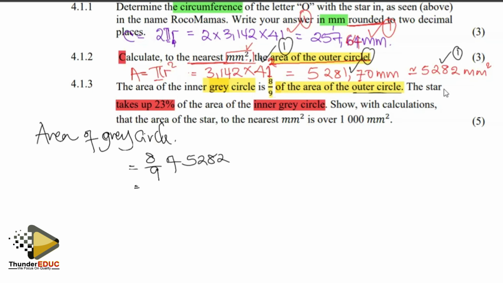When I do that, I multiply, I end up having 4,695.1 recurring. So this is the area of the gray circle. So of this area, 23% is taken up by the star. So I need to look now for the area of the star.